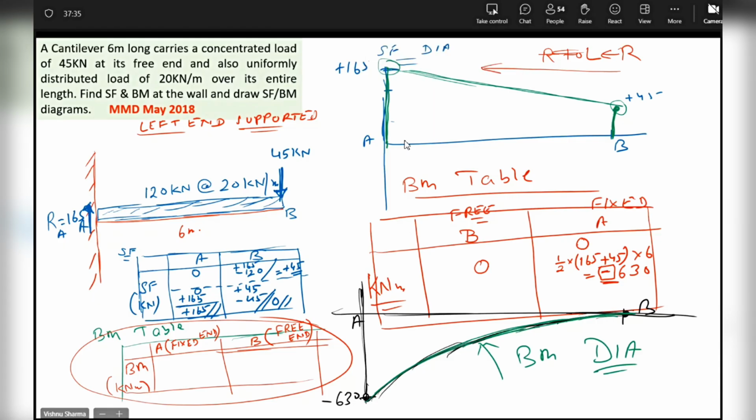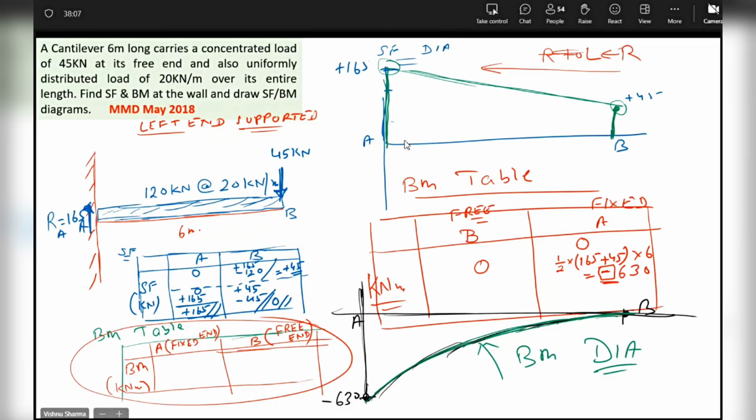For BM of a cantilever, make your table always from free end to fixed end. Free end to fixed end. Because free end BM in a cantilever is always 0. Guys, is that clear? Please let me know so that I know whether you have understood. Or if you have any doubts, speak it out. Even if you have understood, please confirm it so that we can move on.